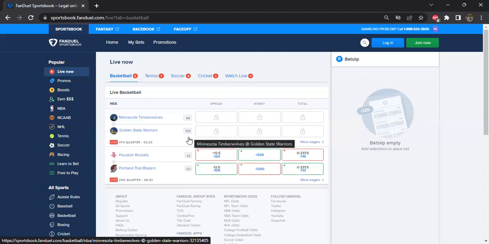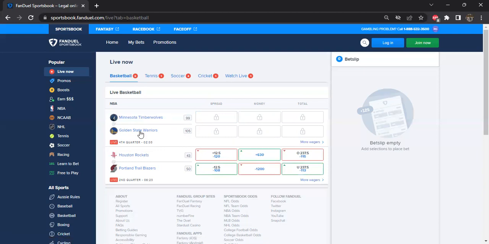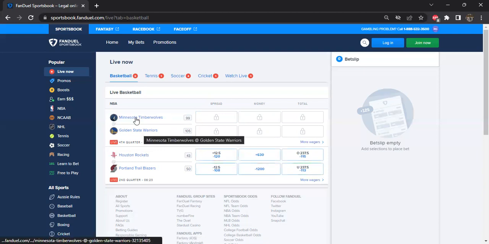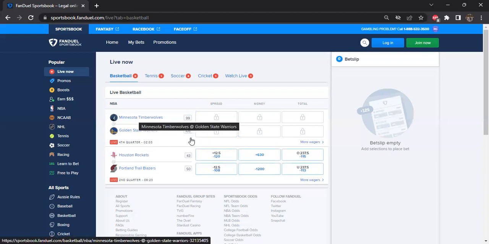I get $136 back. I wagered 50 on Golden State. I wagered 50 on Minnesota. That's 100. So I make 36 bucks. I guarantee myself 30 bucks.